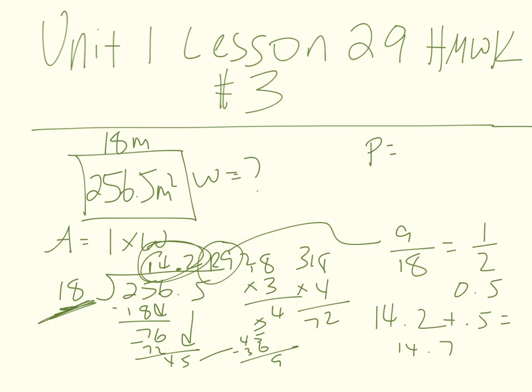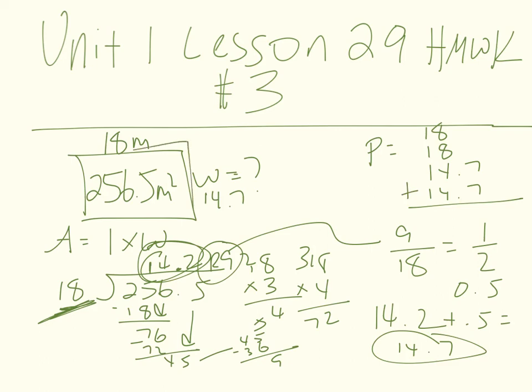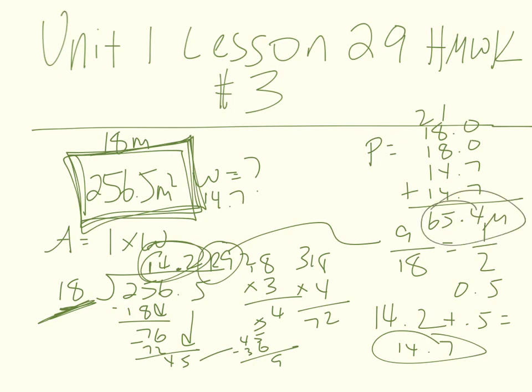So we now know our width. We now know our width is 14.7. So if we want the perimeter, we do 18 twice, 2 lengths, and we do 2 widths, 14.7 and 14.7. So we add those all together because perimeter is the distance all the way around the figure, adding up all the sides. So when we add those up, we get an answer of 65.4 meters for our perimeter.